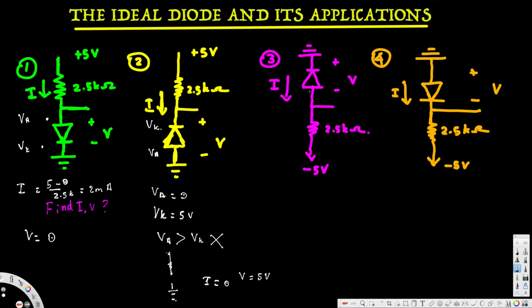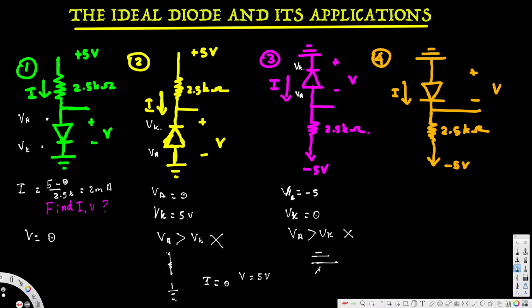If we open this one, this is our anode side and this is the cathode side. The anode side is going to be negative 5 volts because this is connected with negative 5 volts. V cathode is going to be 0 volts. Here VA is negative 5. VA should be greater than VK in order to be a short circuit, but this is not true. VA is very small because it's minus 5, so this is smaller than VK. Therefore this is an open circuit, so the equivalent circuit is going to be like this.